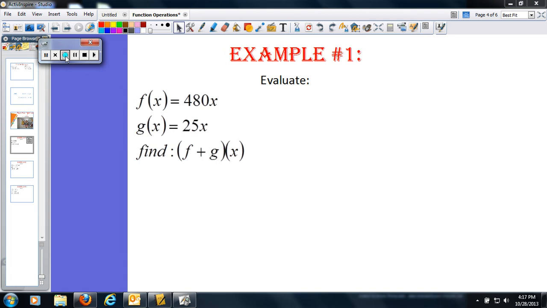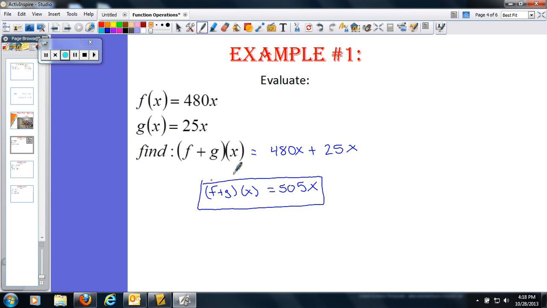So all you're going to do now is exactly what that's asking you to do. You're going to do f plus g of x. So f plus g of x would be f of x plus g of x. Okay, because f of x was 480x, g of x is 25x. So that means that f plus g of x is going to be 505x. And here is your answer. Okay, so that's f plus g of x.